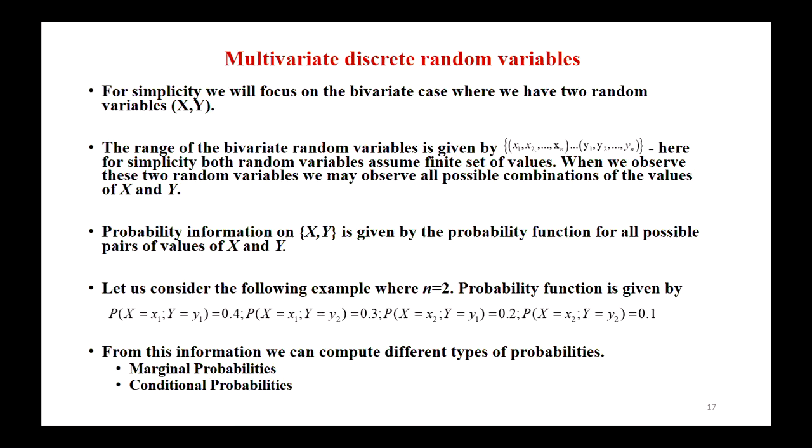From this information we can compute different things. We can compute the marginal probabilities, and we can compute the conditional probabilities. I'll show you quickly how to do that, because it's very straightforward in the discrete case. So let's do that for this example, computing some marginal and some conditional probabilities from this information.